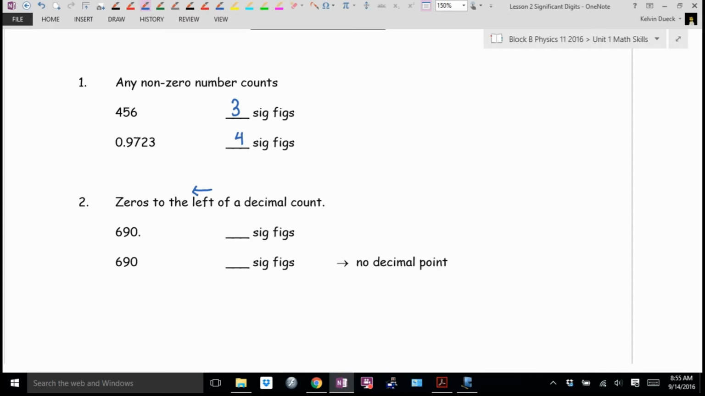The second one, 690, has 2 sig figs. We're assuming that whoever measured this was rounding off to there, and that 0, they just stuck that on as a placeholder. 3 sig figs because of that decimal point. We're assuming this person was measuring to the nearest 1. It just happened to be 0. Okay.